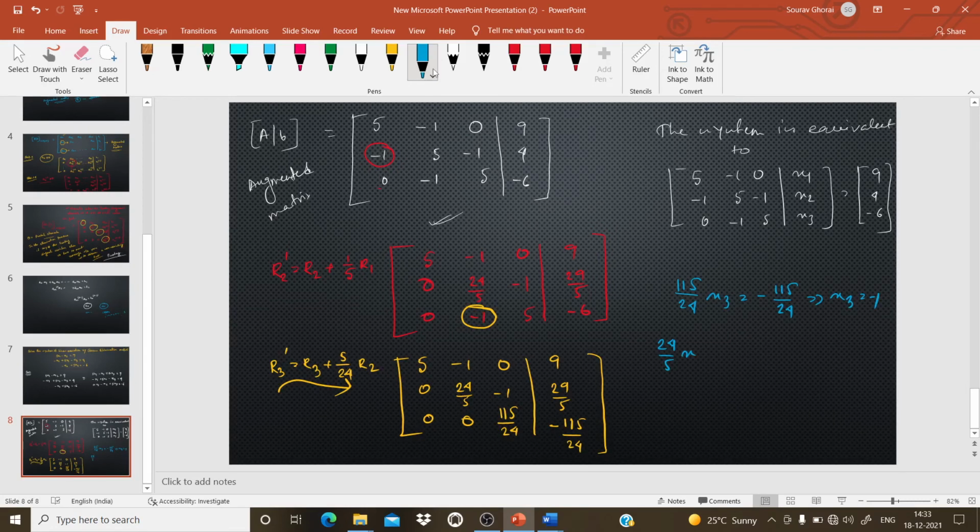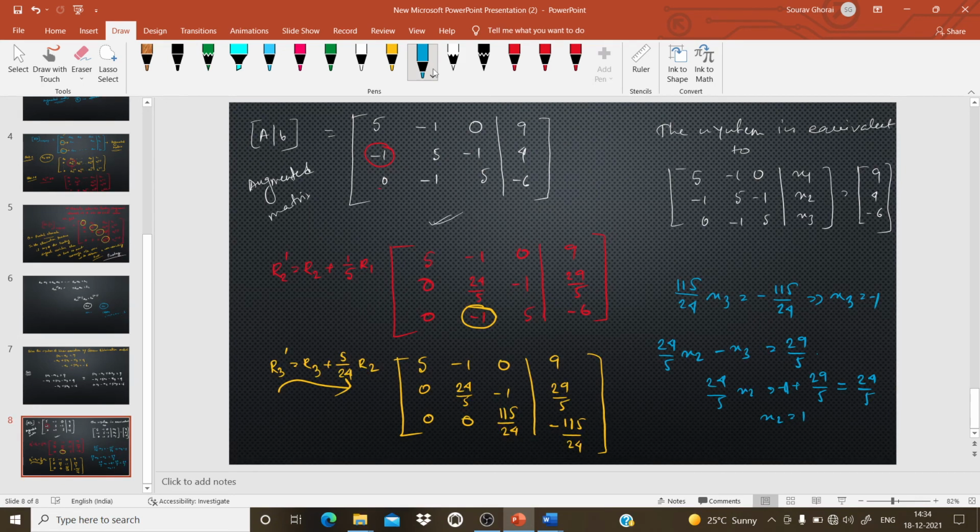Also from the second row you get 24 by 5 x2 minus x3 is equal to 29 by 5. If we put the value of x3 here, what do we get? That is plus 1. So we get 1 minus 1 plus 29 by 5, so this will be 24 by 5. So you will get x2 is equal to 1.